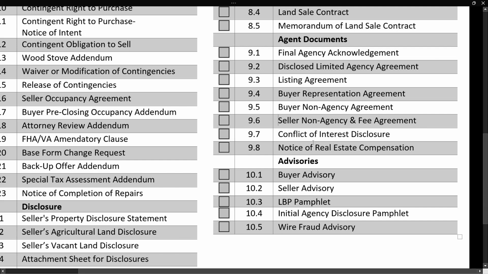9.7 is the conflicts of interest disclosure. This is used in any instance where you as an agent have a conflict. This is a situation where you have a financial stake in the outcome of the transaction that is other than the compensation agreement that you have with the client. So for example, if you are a buyer's agent and your sister is selling her house and your buyer wants to purchase your sister's house, in that instance, you need to disclose to your buyer directly, my sister is the seller of that house. If this house is sold, she will make money. That is an indirect conflict of interest, and I need to disclose it to you.